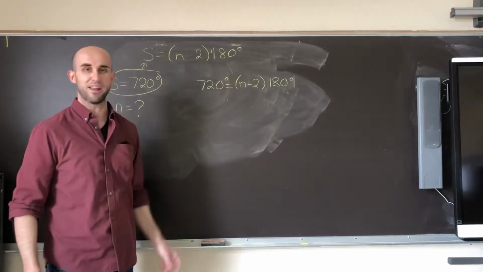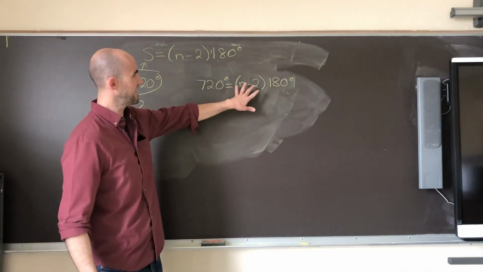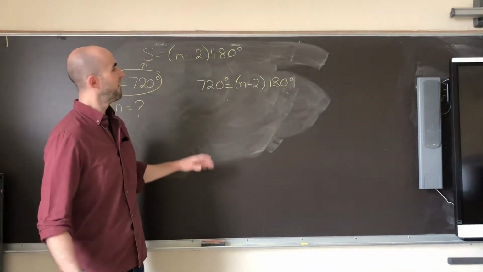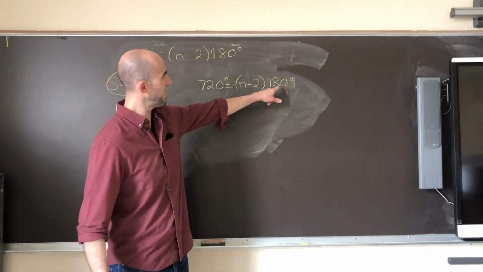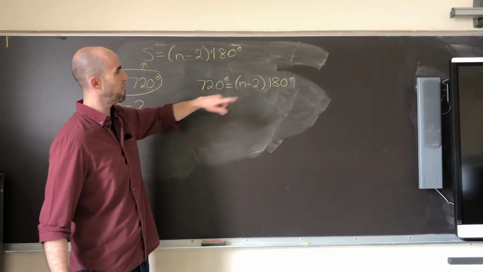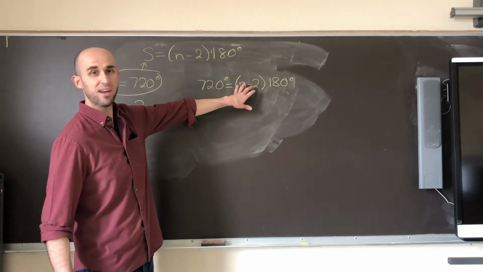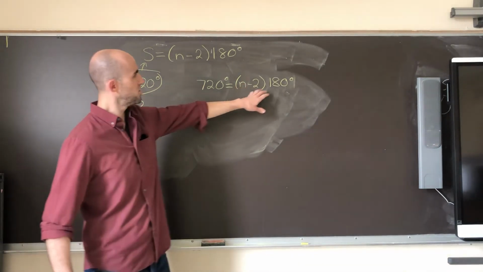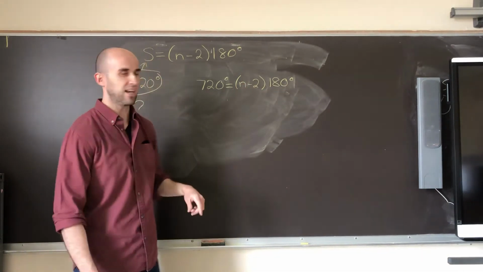We want to solve for n, right? So anything that's here with n, we save for last. First thing we can do, let's get rid of that 180, because again, our goal is to get n by itself. Anything with n is always last. So the first thing we can do is get rid of that 180.